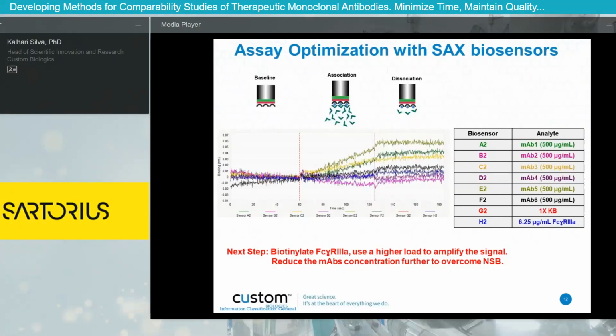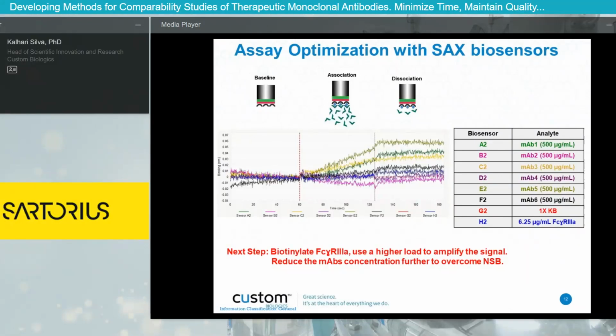So here we can see that the MABs arising from one expression system, for example, MAB1, MAB3, MAB5, have more non-specific binding in comparison to MAB2, MAB4, and MAB6. But if you look at the BLI response signal, the binding in nanometers that you see on the left side, it is very, very low. It's even lower than 0.1 nanometers. So this was promising. And then we wanted to biotinylate the receptor and use a higher load to see if we could amplify the signal and also reduce the MABs further to overcome the NSB. So it was a two-way approach.